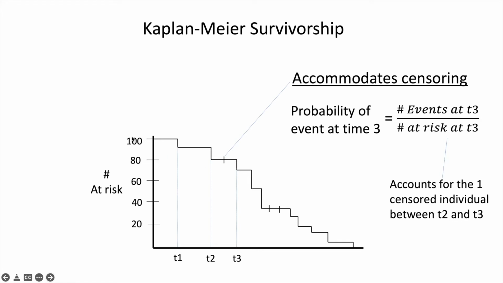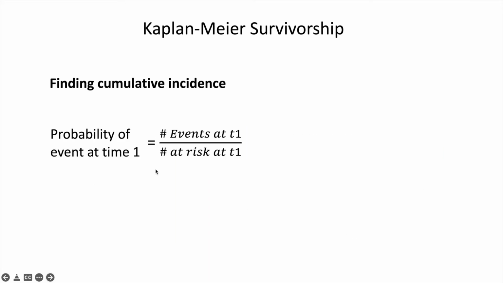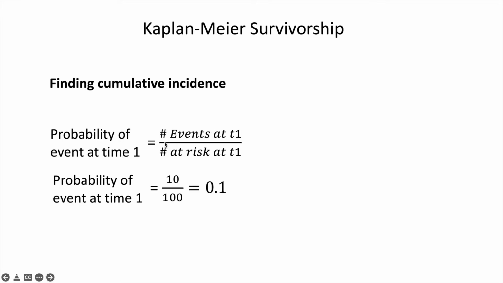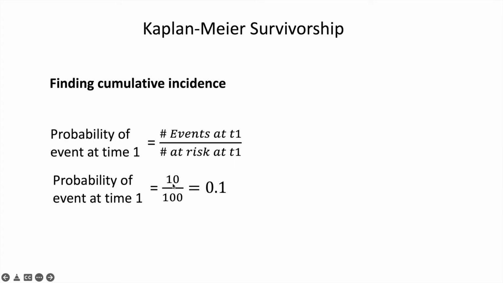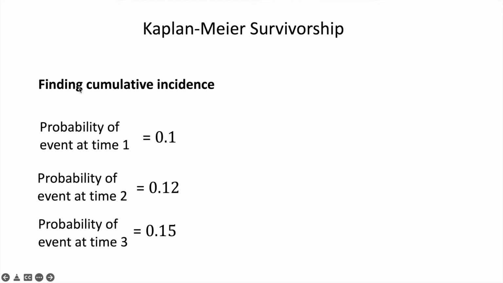So we're able to find cumulative incidence from this through a few steps. Like I said before, the probability of the event at time 1 is the number of events at time 1 over the number at risk. So it kind of looks like we had 100 people at risk and 10 events. So let's say that's true. We have the probability of the event of 0.1 at time 1. And we can find the probability of the event at these other times.